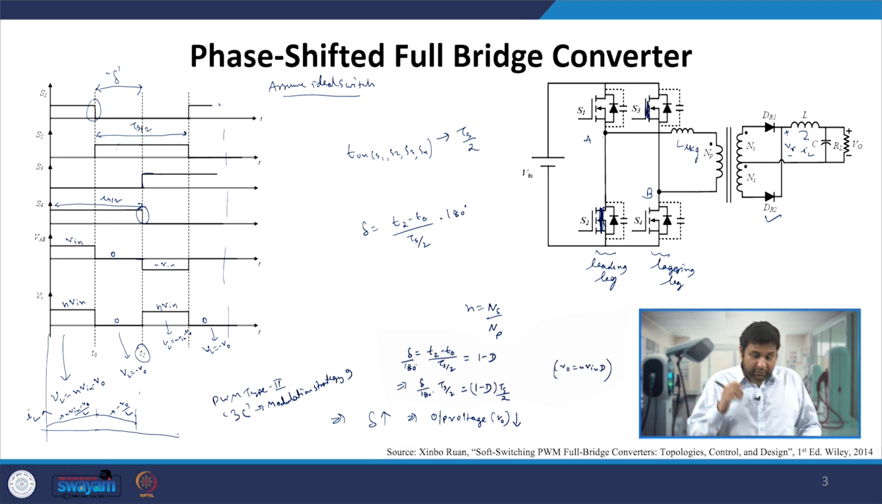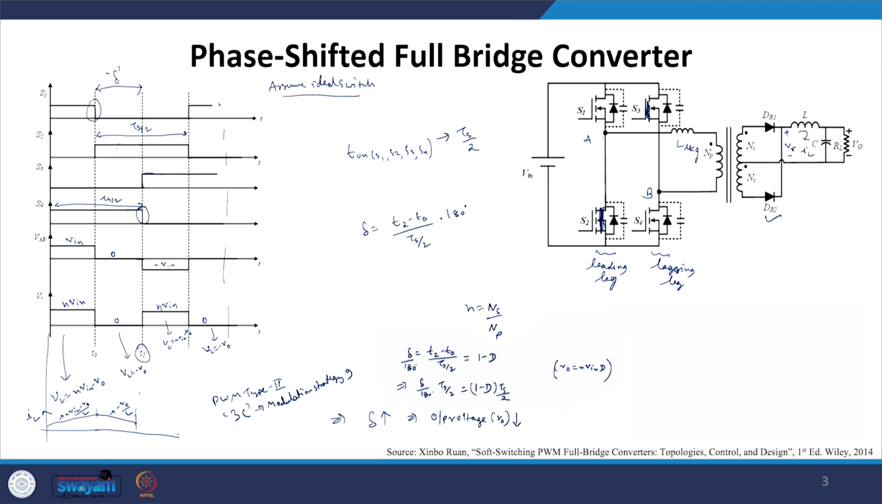If you look very carefully, this is very easy to implement because you do not have to change the turn on time of your switches. You can keep the turn on time of the switches to be Ts by 2. However, you are just shifting the turn off time of the diagonal switches. Similarly for S2 and S3 you will also be shifting the turn off time. So this modulation scheme is called a phase shifted modulation.